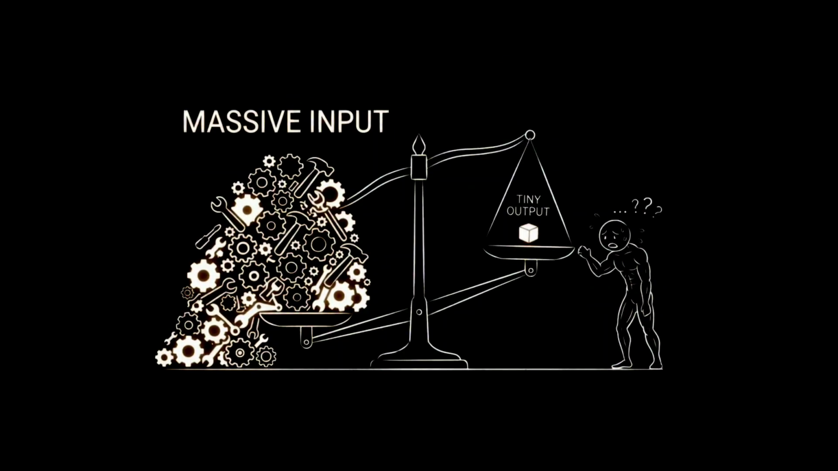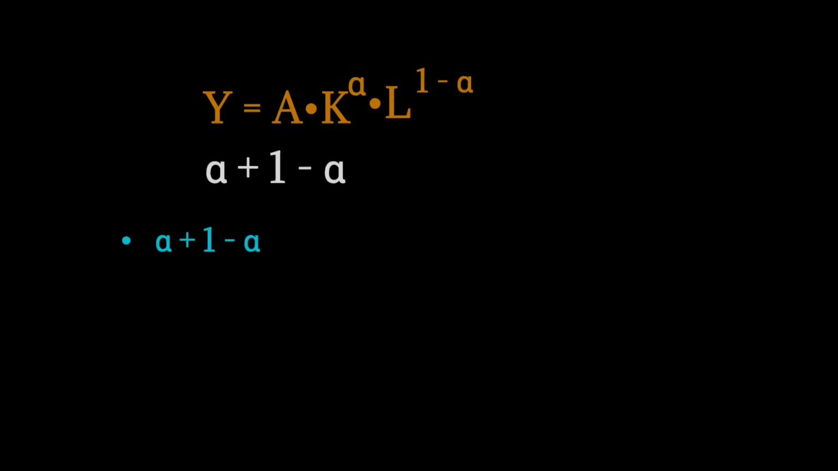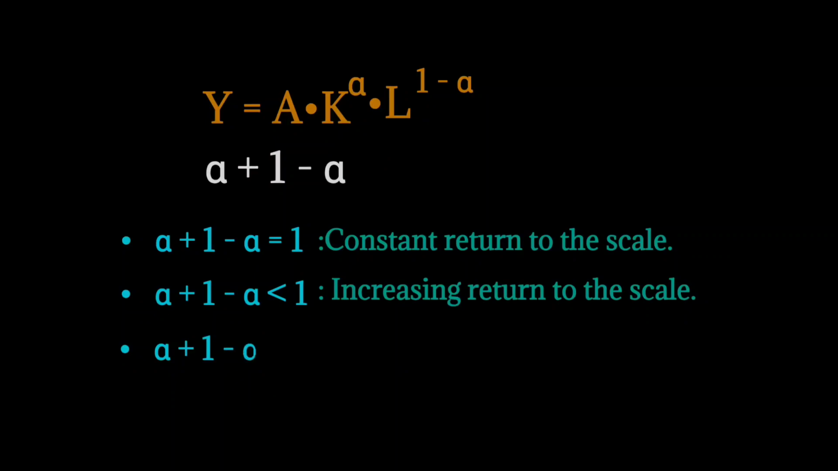Here is a very simple trick to identify returns to scale in the Cobb-Douglas function. The function is y equals A times K to the power alpha times L to the power 1 minus alpha. Add the two powers, alpha plus 1 minus alpha. If the sum equals 1, it is constant returns to scale. If the sum is greater than 1, it is increasing returns to scale. If the sum is less than 1, it is decreasing returns to scale. Write this down. It will definitely come in your exam.